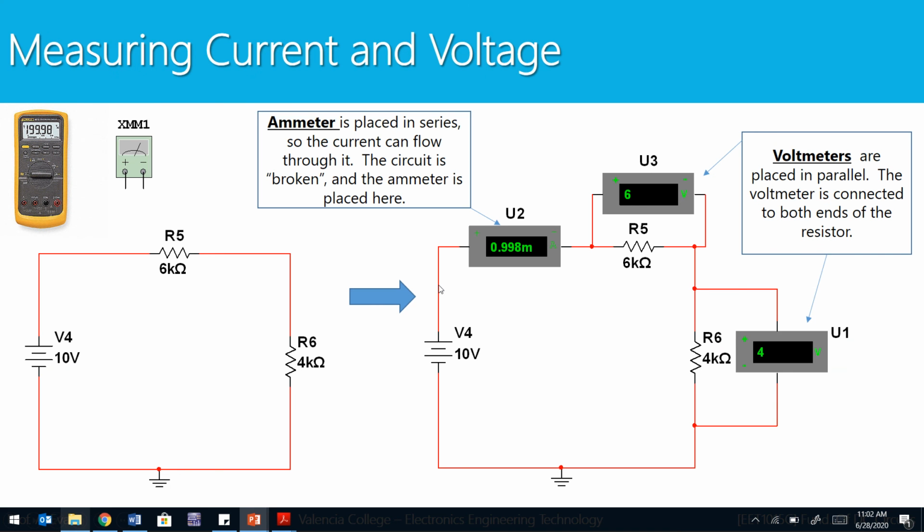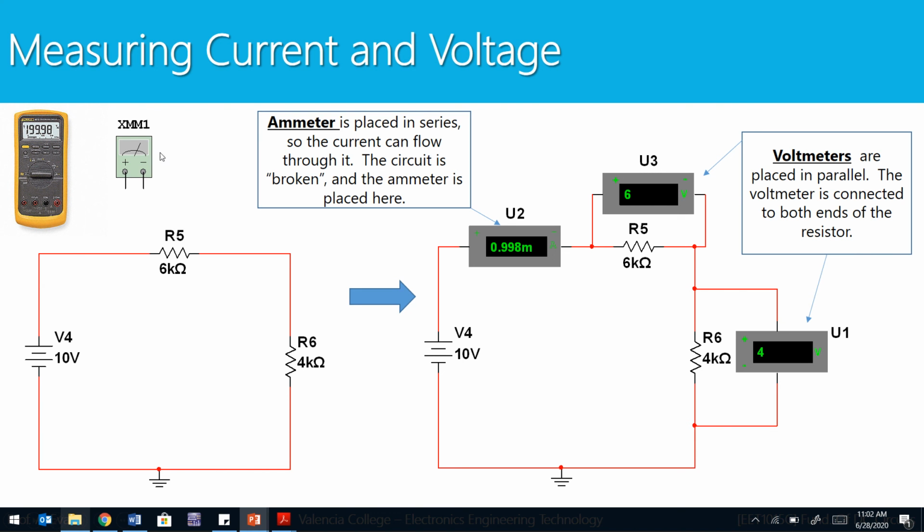All right, next we're going to review measuring current and voltage. This should be a review from the intro class. If you have a simple series circuit like the one shown here on the bottom left, you just have two resistors connected in series. You might use an ammeter to measure current. You might use a multimeter to measure current.